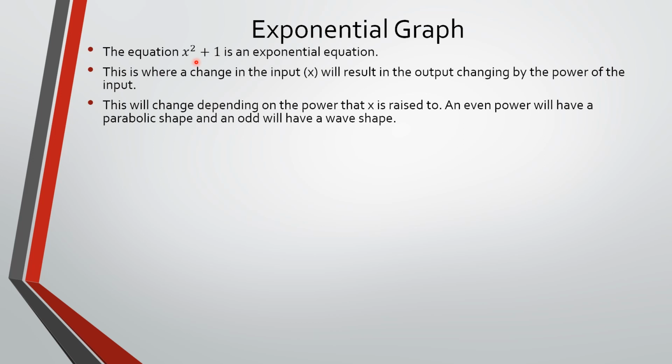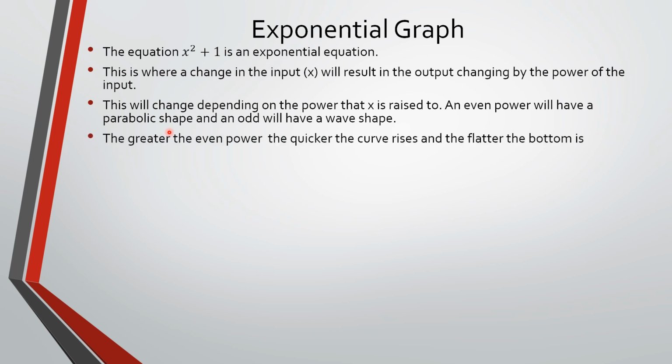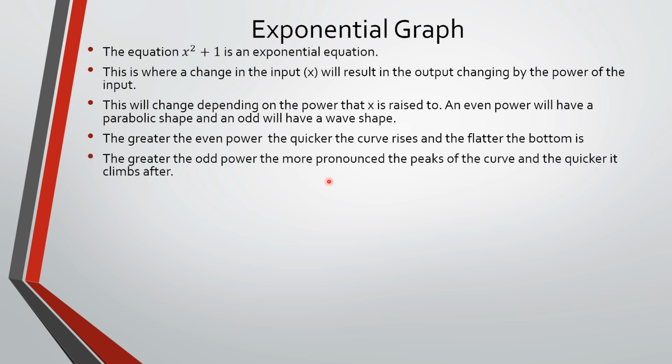This will change depending on the power that the x is raised to. An even power will have a parabolic shape, which we'll see like this, and an odd power will have a wave-like shape, so it'll go up and down like this, and we can manipulate this in different ways. The greater the even power, the quicker it will rise, which makes sense, since the output is going to be a larger value when x is raised to a larger value. And the greater the odd power, the more pronounced the peaks of the curve, and the quicker it climbs after that.